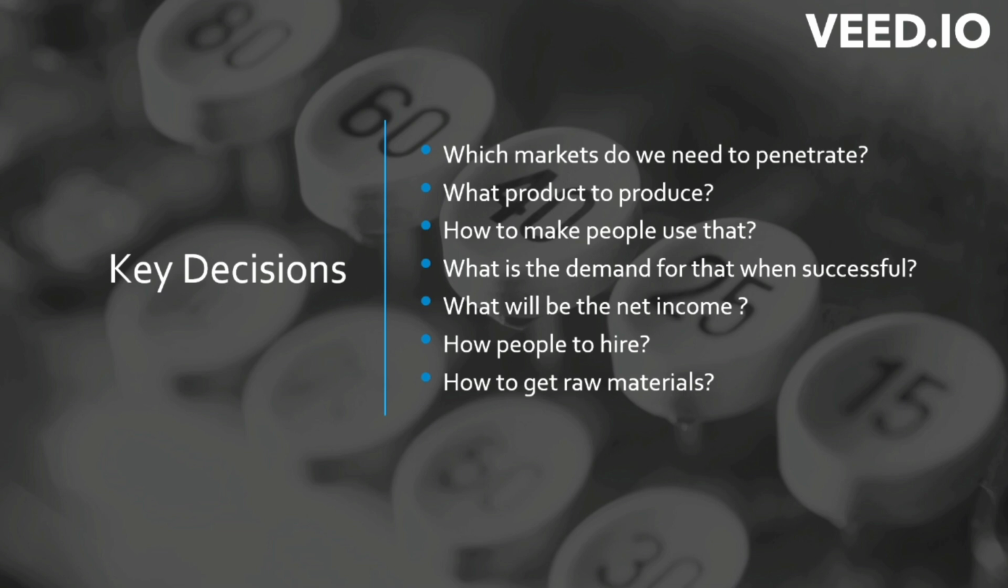Now, the key decisions that are taken into consideration for demand forecasting. Which markets do we penetrate? Like if we consider one market, what product we need to produce and how to make people use that product. When the product is successful, what will be the demand for the product? And not only producing the product but also considering the net revenue income for the company, and how many people to hire so that the product will be available to all the persons and it will be reachable up to the end, and what are the raw materials to be used for this product and how to get those raw materials.